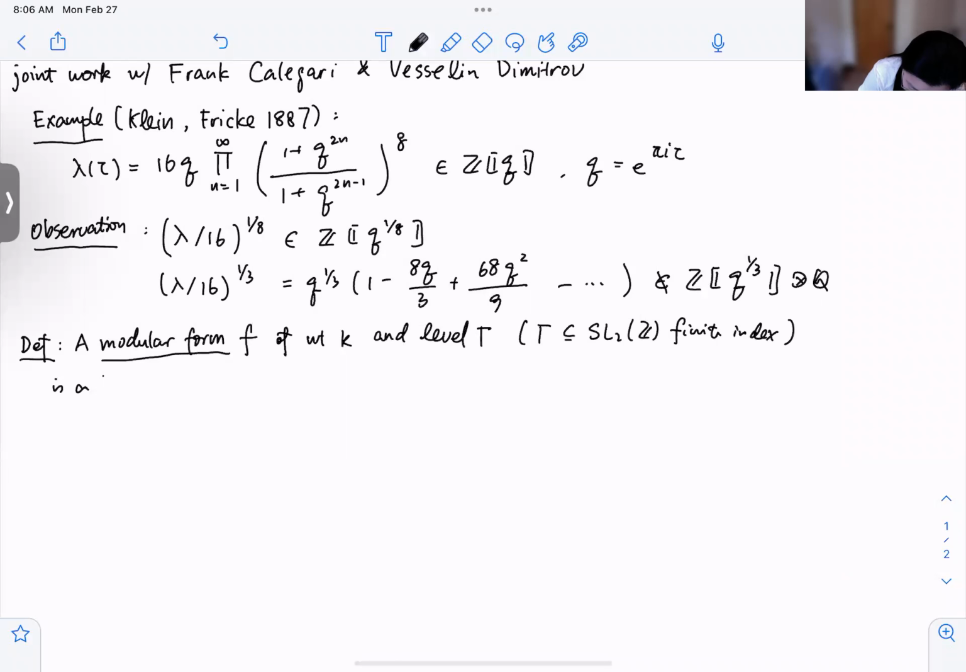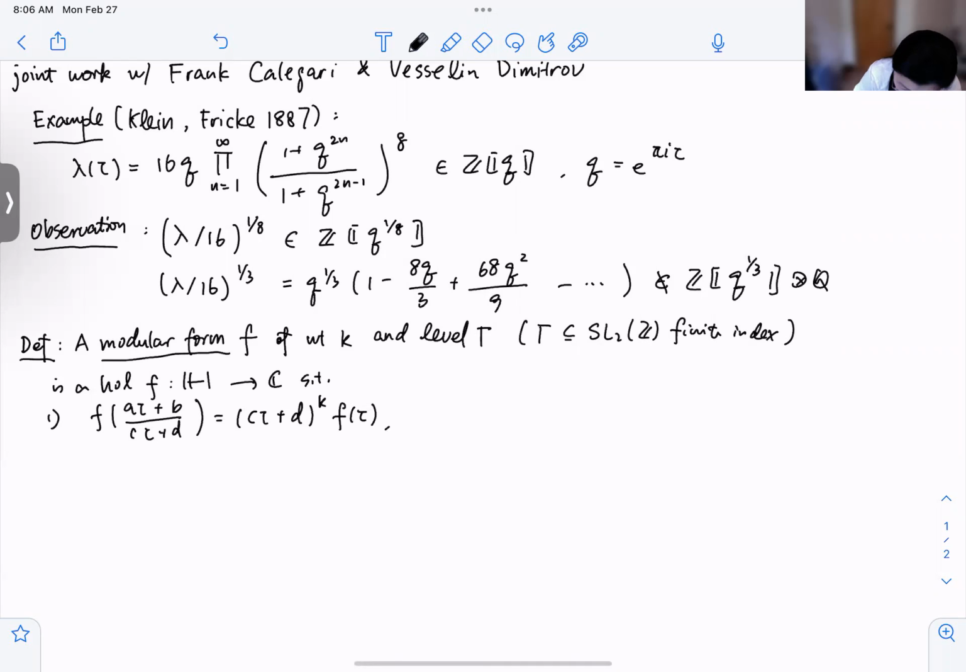is a holomorphic function from the upper half plane such that, first, it has the usual transformation law of modular forms. And the second is we need to have some control at cusps. So we say that f is meromorphic at all the cusps.